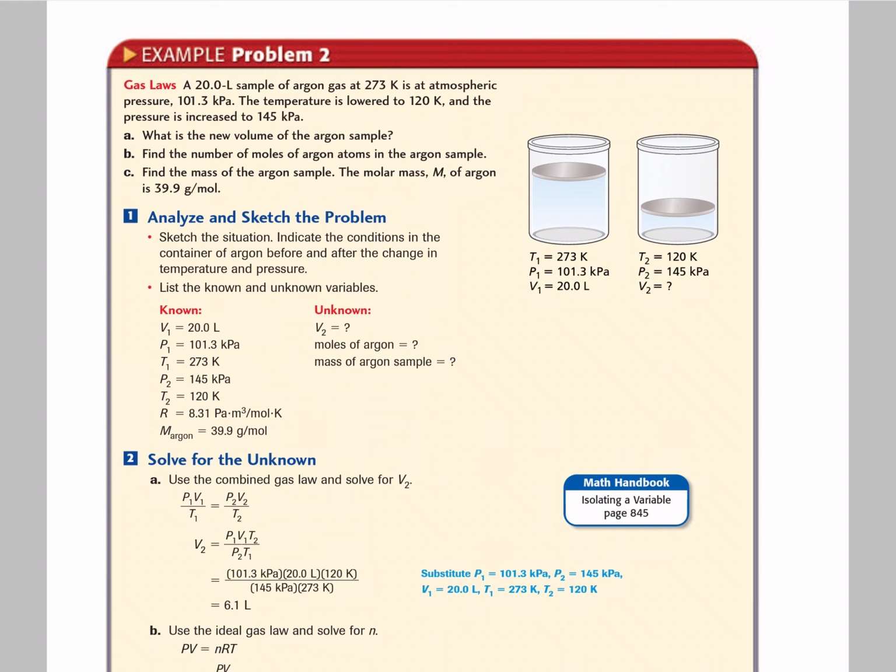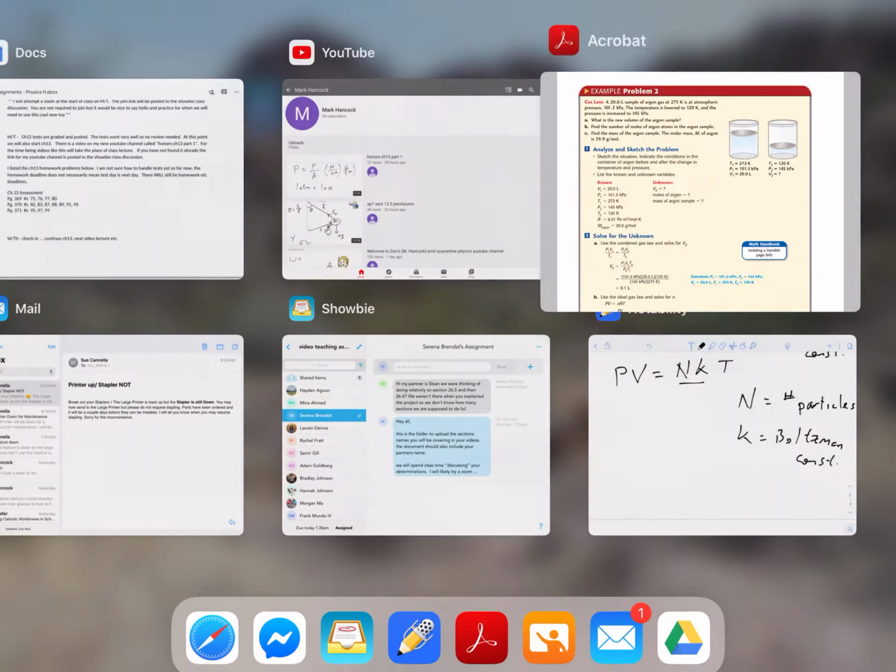We need to find out A, the new volume, B, the number of moles of argon atoms, and C, the mass of a single argon atom given the molar mass of argon. So we want to find how much argon sample we have.